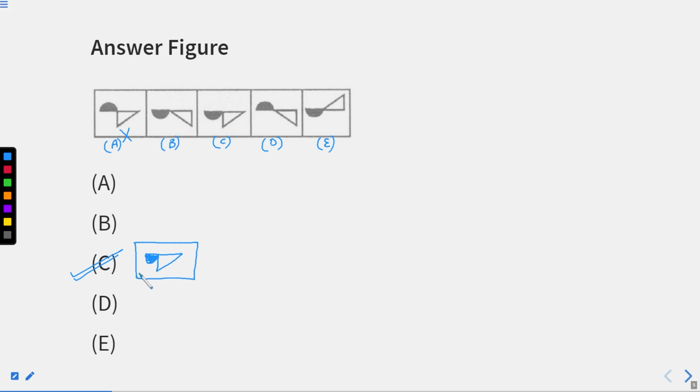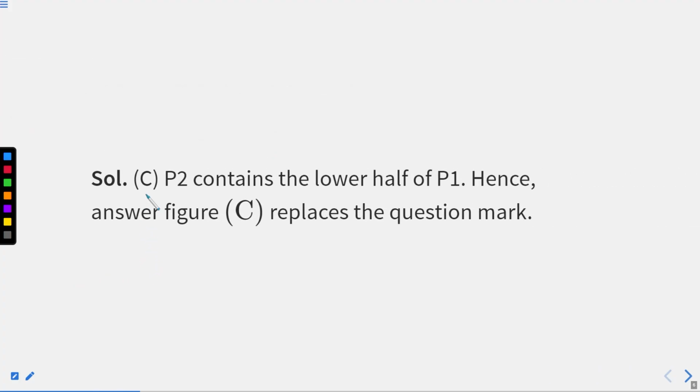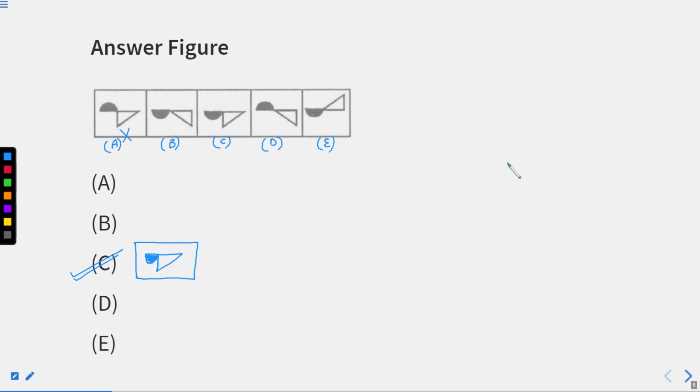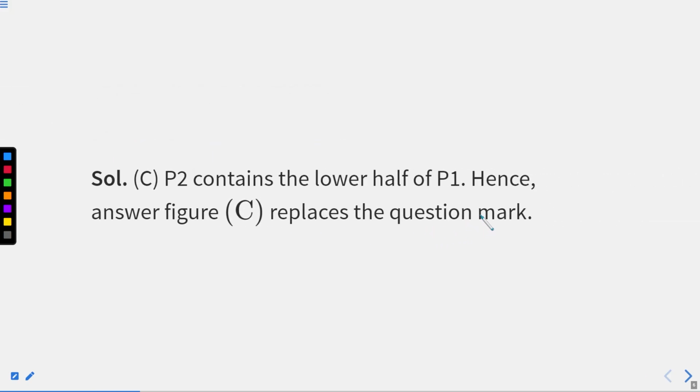There is no problem in it, right? Now I'm moving straight to the answer part, that is option C. P2 contains the lower half of P1, hence answer figure number C will replace the question mark. So the question is, which of the following figures A, B, C, D, E will replace the question mark? So now you know that C will replace the question mark, right?